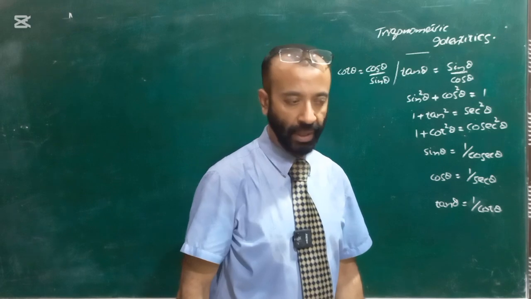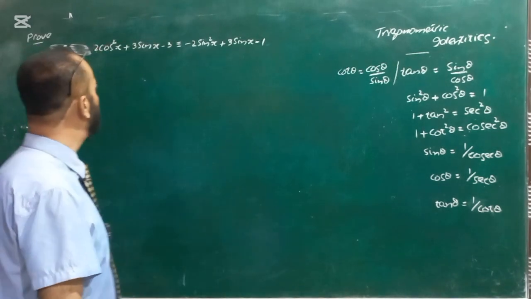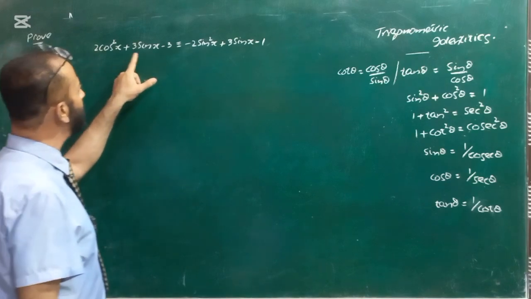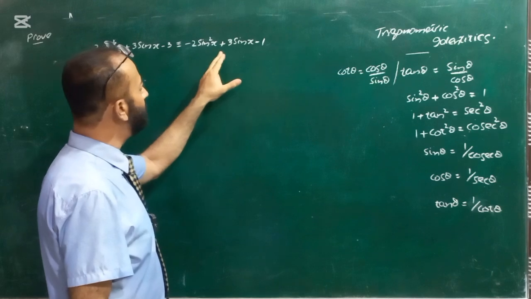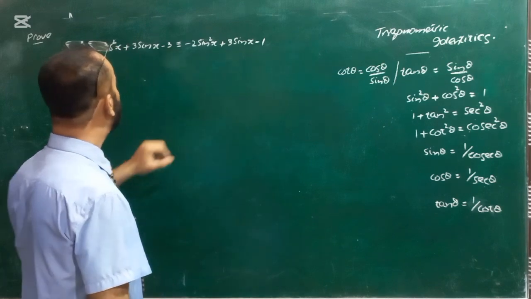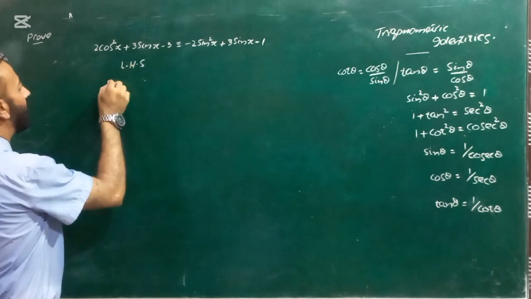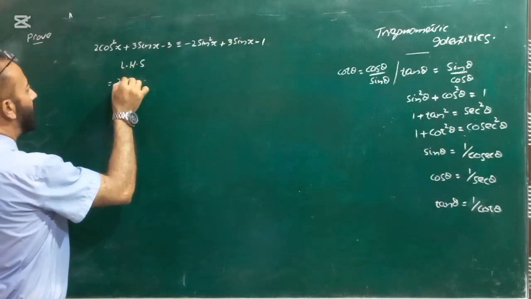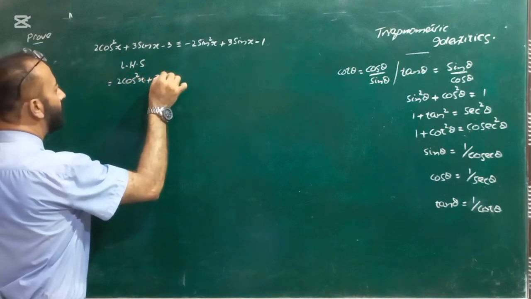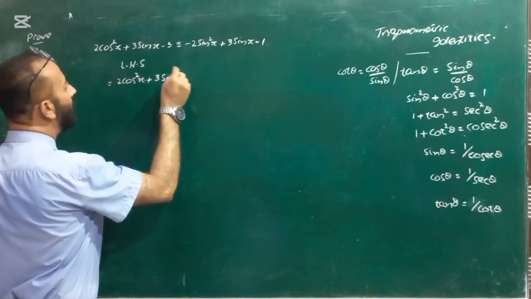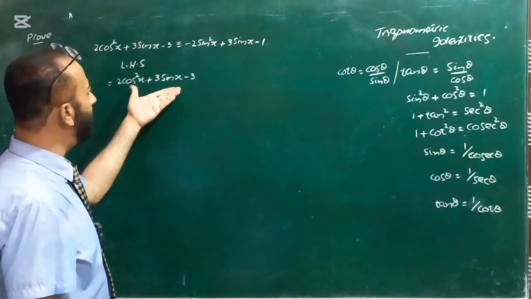So concentrate now. Here is the first identity which we have to prove. The question is 2 cos square x plus 3 sin x minus 3. Prove it equal to minus 2 sin square x plus 3 sin x minus 1. So suppose we take the left hand side, that is 2 cos square x plus 3 sin x minus 3. We have to prove this identity equal to the right hand side.